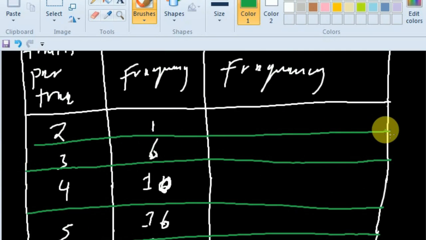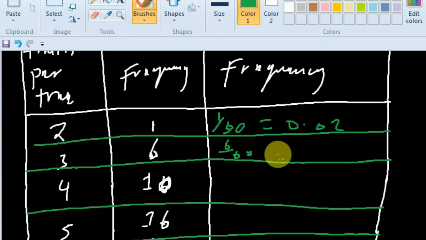So for the first number, which is 2, to find our relative cumulative frequency, we're going to say the cumulative frequency divided by the total number of cumulative frequency. So there I'm going to have 1 divided by 60, and 1 divided by 60, that's 0.02. Second one, there I'm going to have 6 divided by 60, and 6 divided by 60, it's 0.1.